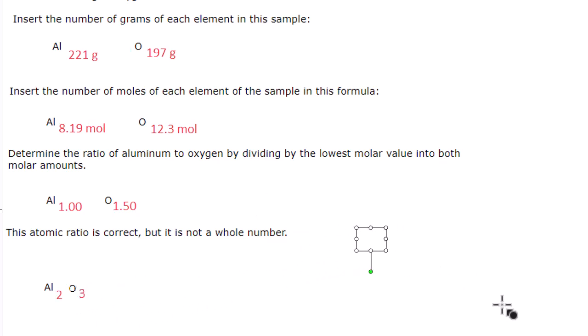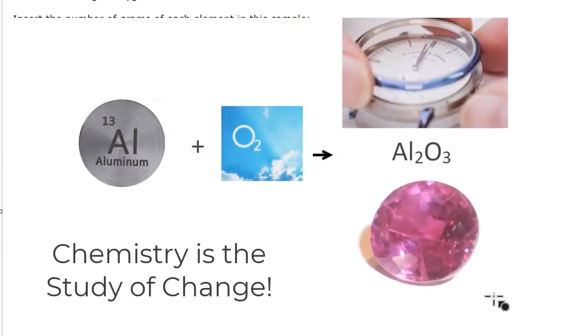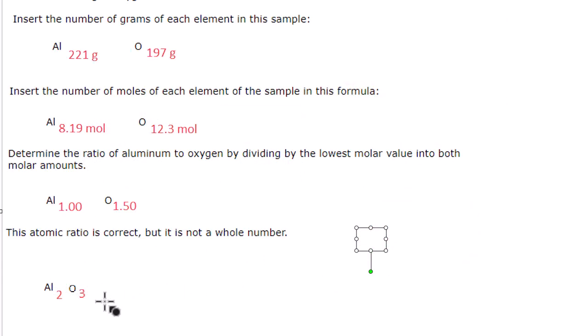This really great material has a Mohs hardness of 9, almost as hard as a diamond, and it's clear in infrared and ultraviolet. It can be made into beautiful colors. It can be grown into sheets. It's a really neat material. Aluminum and oxygen together, and this is the lowest whole number oxide.